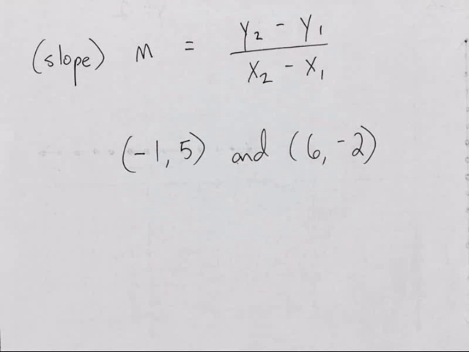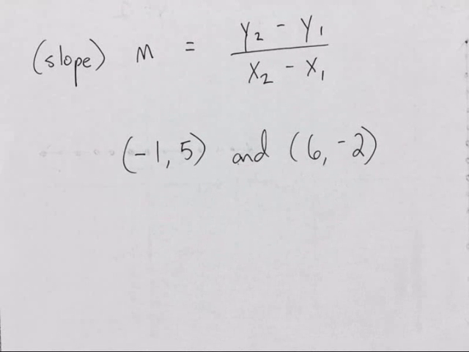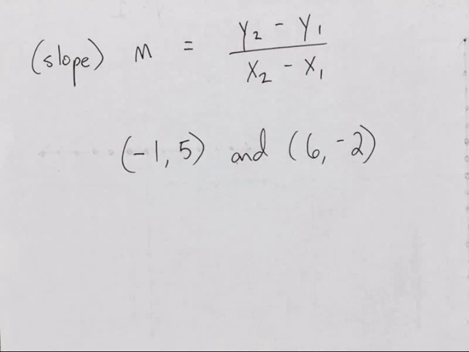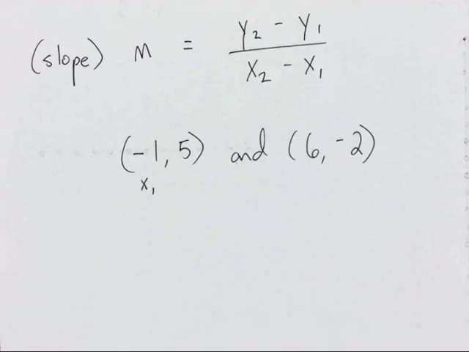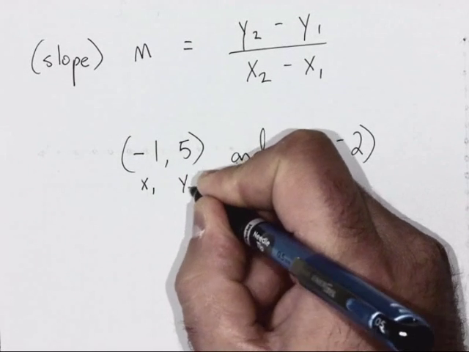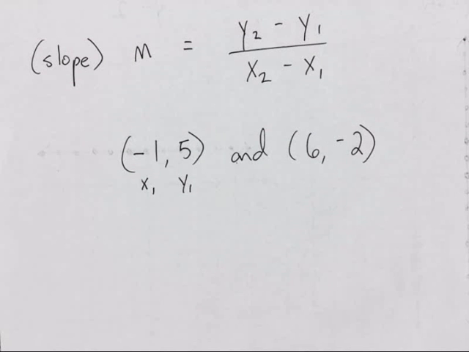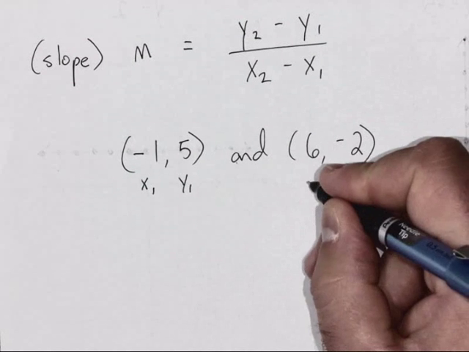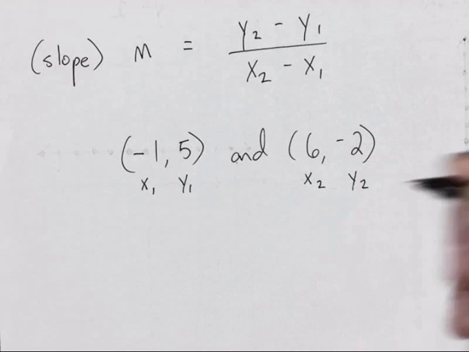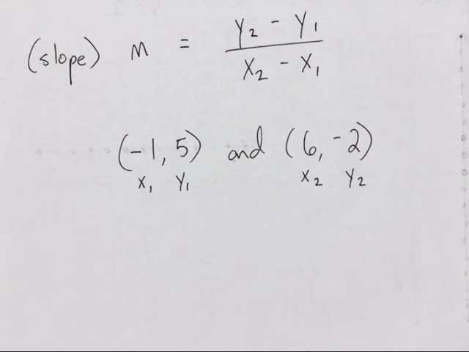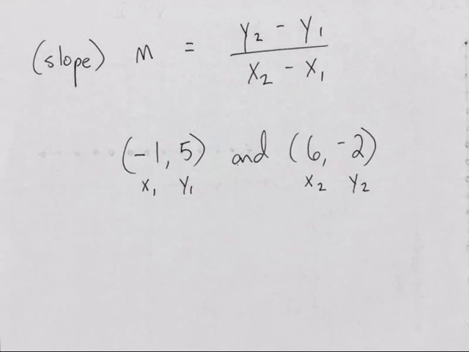So here's 2 points that are on the line. What I recommend students do is to label the 2 points. Label the x-coordinate of the first point x1, the y-coordinate of the first point y1, and then label the x-coordinate of the second point x2 and the y-coordinate of the second point y2. And when you do that, it essentially gives you the numbers to put in this slope formula.